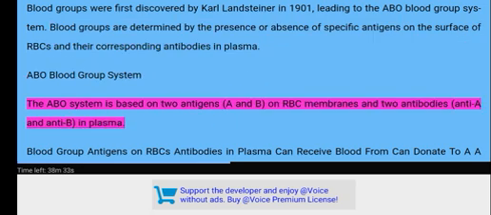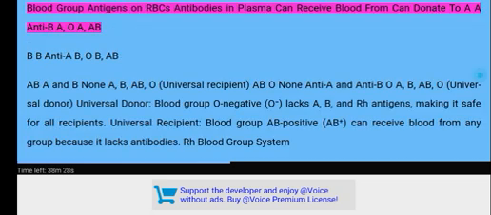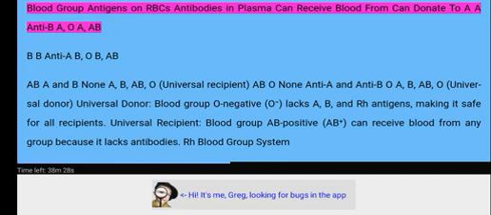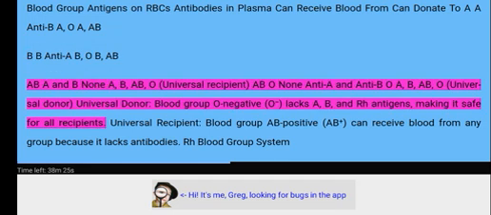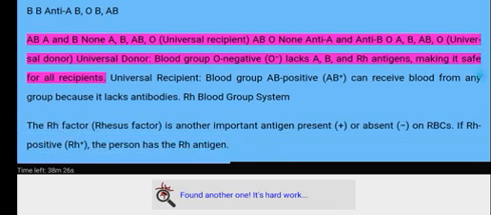The ABO system is based on 2 antigens, A and B, on RBC membranes and 2 antibodies, anti-A and anti-B, in plasma. Blood group antigens on RBCs, antibodies in plasma, can receive blood from, can donate to: A, anti-B, A, O, A, AB. B, anti-A, B, O, B, AB. AB and O: AB has no antibodies, universal recipient; O has anti-A and anti-B, universal donor.